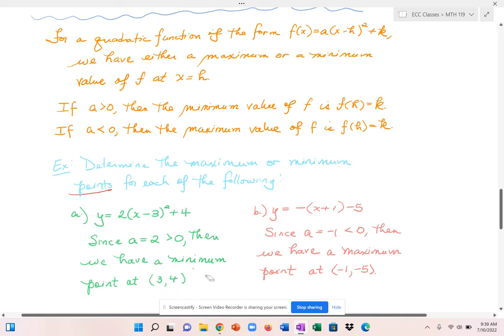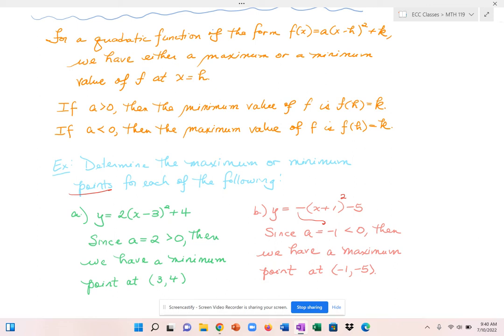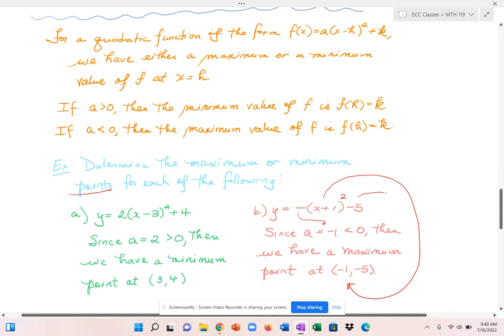For part B, I have y is equal to negative x plus 1, all to the second power, minus 5. So there is your quadratic function in standard or transformation form. Here the a is negative 1, which is less than 0. And therefore we have a maximum point at the vertex, which is (negative 1, negative 5). So you always take the opposite sign of the x and take the y exactly at face value.